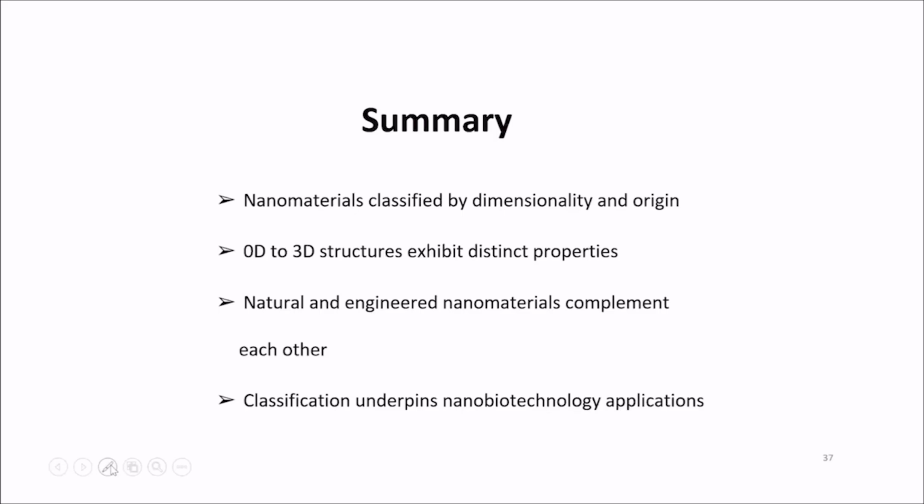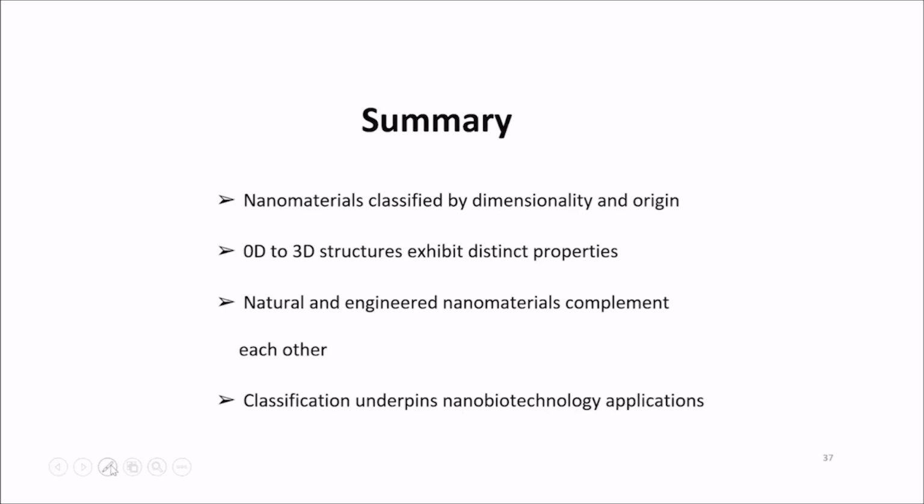So, by understanding how dimensionality controls quantum behavior, how composition determines functionality, how origin impacts safety considerations, and how structure influences performance, researchers can rationally design next generation nanomaterials with improved efficiency, biocompatibility, sustainability, and precision. So, mastering the classification of nanomaterials is foundational for innovation, responsible development, and future expansion of nanotechnology across scientific and industrial domains. So that was the importance of classification.